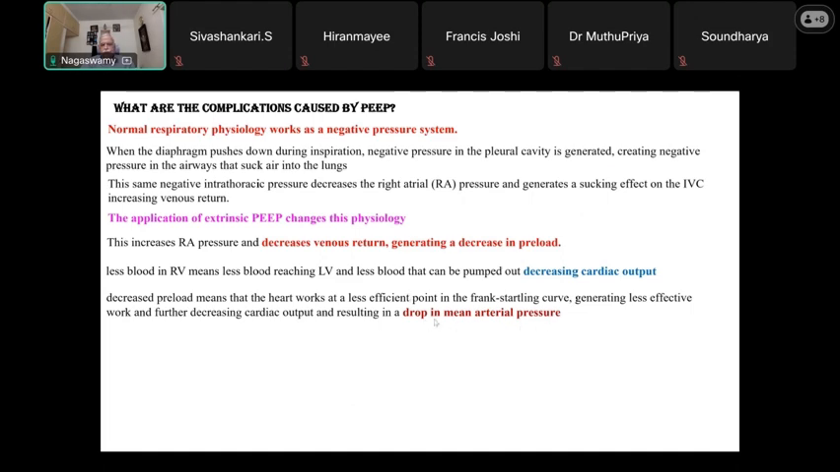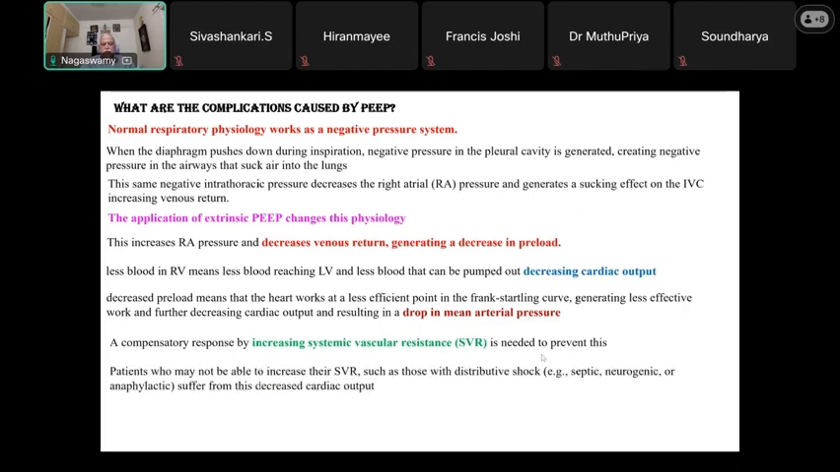So this is the main important cardiovascular effect of the positive end expiratory pressure. For this, the body should adjust with an increase in systemic vascular resistance. And patients may not be able to increase their SVR if they already have a distributive shock like sepsis, neurogenic shock, or anaphylactic shock, and they will have a very severe decrease in cardiac output, sometimes causing morbidity and mortality.